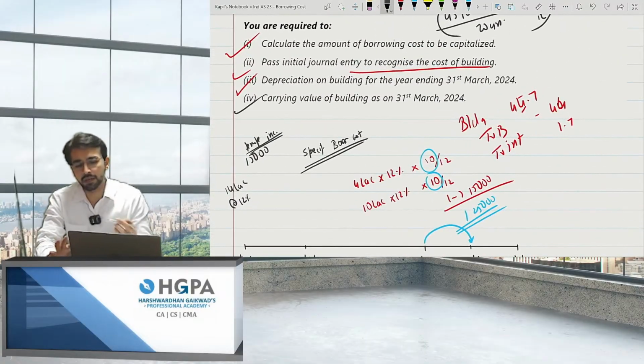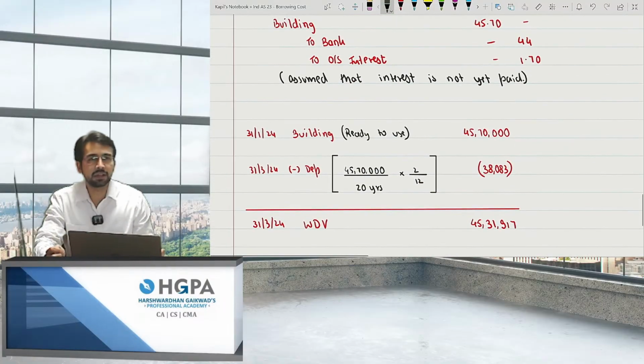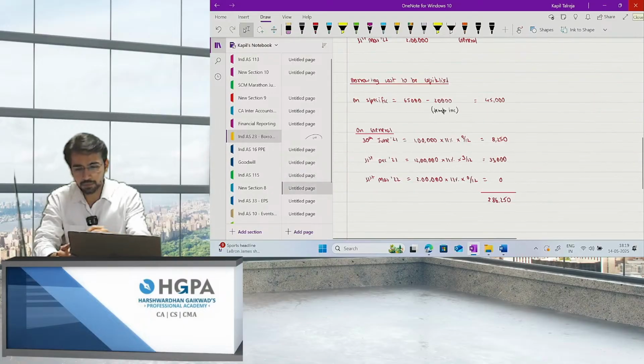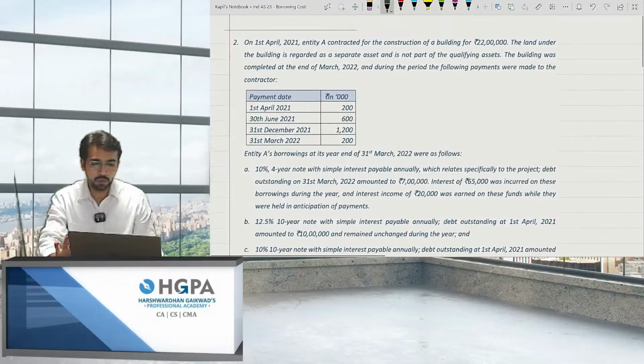And the last point was carrying amount on 31st March. After depreciation, the balance comes to 45,31,917. This is your final answer. So I hope you got this point. Moving ahead to the second question. What's the second question?